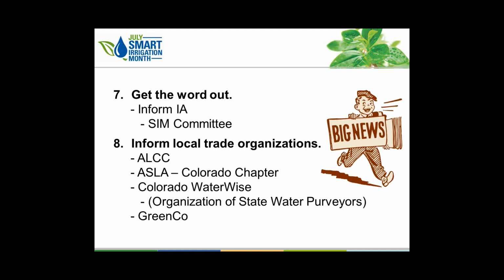So once we reached out to these organizations, they did a great job of taking the press release and running with it and putting it out there, so people were seeing what was going on and seeing that the state was behind this idea that we needed to use water more wisely, and that Smart Irrigation Month was our vehicle for that. So it was very effective. It worked very well for us.